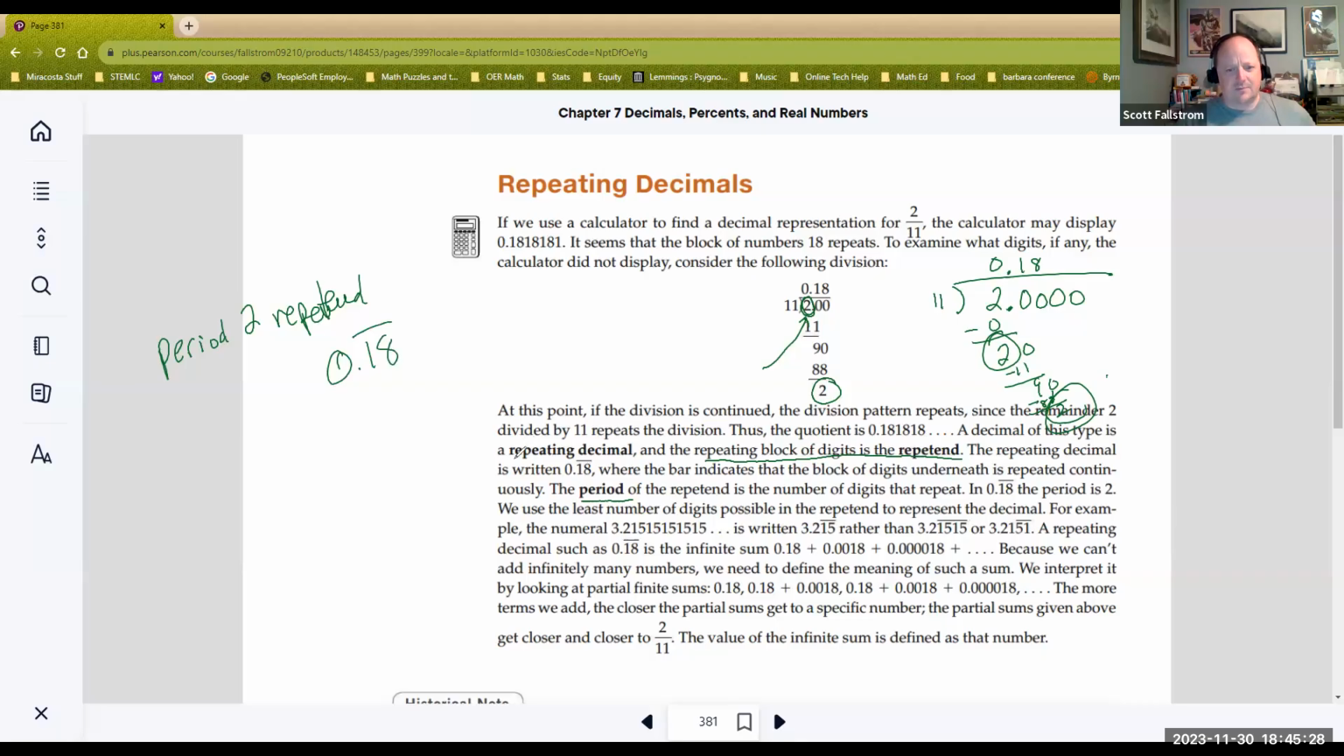0.18 with the bar over the top. The bar is over the 1 and the 8. Later, we'll see it's possible to have a repeating number like 0.18 where just the 8 repeats, and we'll take a look to see how we can figure that one out. Okay, so there we go.